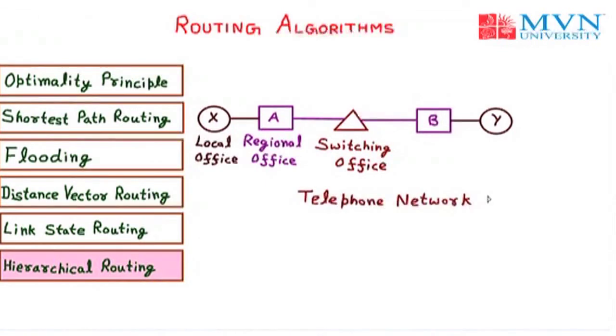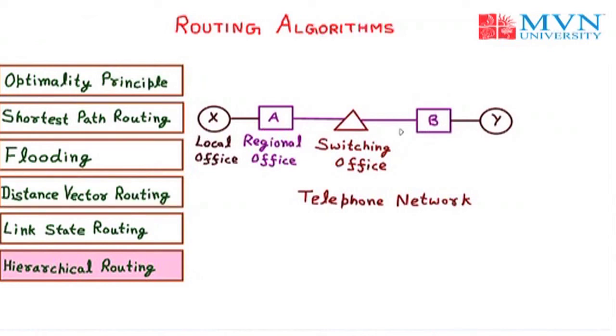The telephone network is the best example of hierarchical routing. You can see that here we have a switching office which is connected to the regional offices A and B, which will provide service to A and B. A and B will control all the local offices, that is X, Y, and possibly more. So we can see that there is a particular hierarchy: local, then regional, then the switching, then again the regional and the local. So that is all about hierarchical routing.